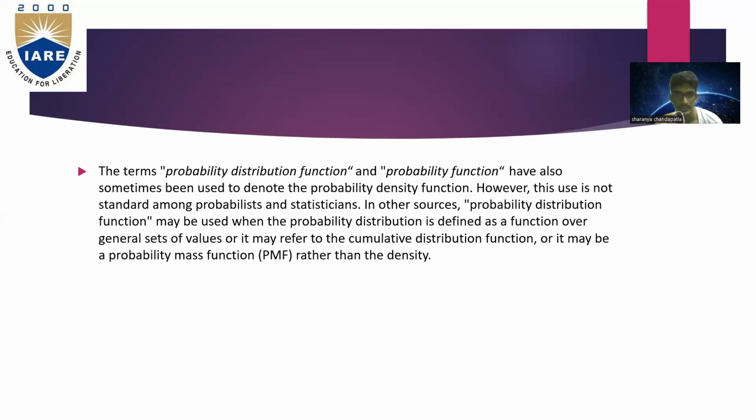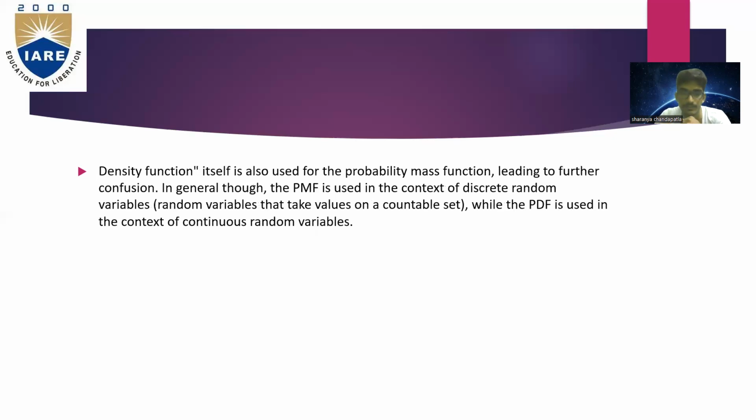In other words, the probability distribution function may be used when the probability distribution is defined as a function over general sets of values, or may refer to the cumulative distribution function, or it may be the probability mass function rather than the density function.